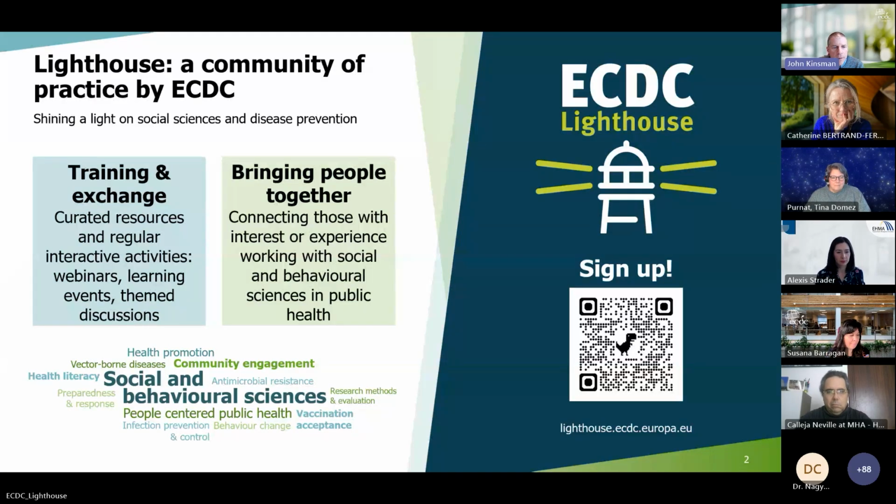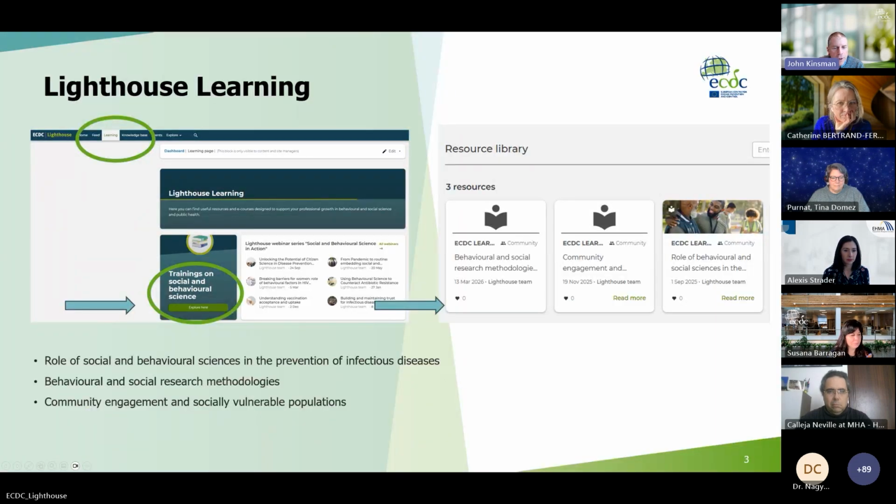And then I would like to show you a little bit about the e-learnings that we've got. There we go. This is something which you can access through the platform. Under learning, we've got these three e-learnings on role of social and behavioral sciences in the prevention of infectious diseases, behavioral and social science research methodologies, and also community engagement and socially vulnerable populations. These are e-learnings that will take you about 45, maybe 50 minutes or so to go through and give you a good grounding in the topic. So if you're interested, please go there. They're really quite nice, I will say so myself, if I may. I hope you'll find them very beneficial.